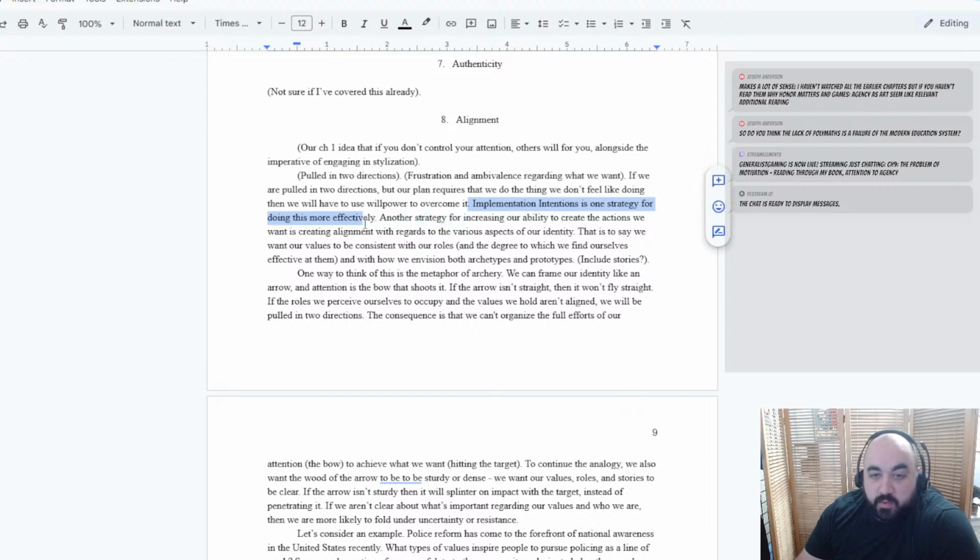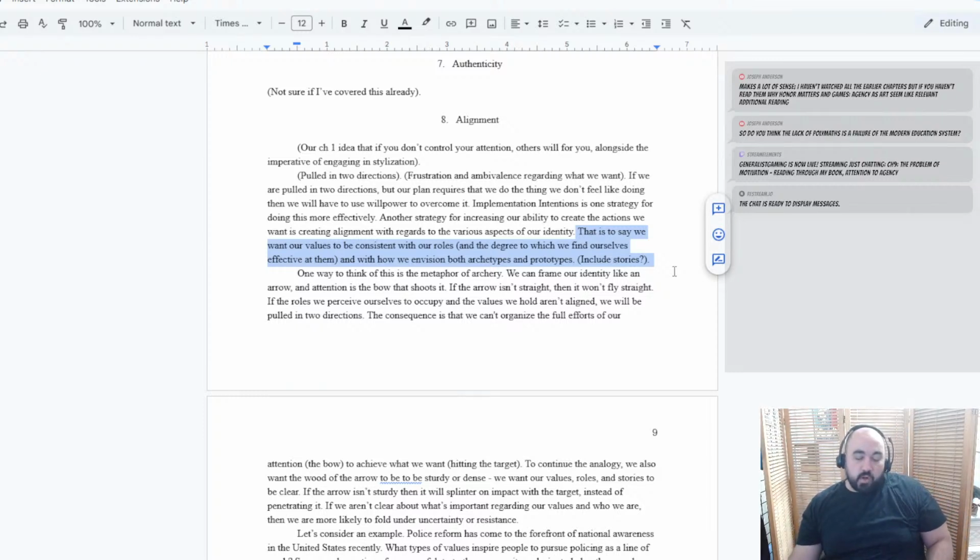Another strategy is our ability to create actions we want by creating alignment with regards to various aspects of our identity. For example, if you view yourself as a hairdresser, it is easier to motivate yourself to fix your hair before going out. That is to say, we want to make our values consistent with our roles and, to some degree, with how effective we find ourselves in them, and with how we envision ourselves, both archetypes and prototypes. I don't know if we want to talk about stories here, but the idea is the role of guard is a role, the role of hairdresser is a role, so is the role of student. And if you view yourself as a lifelong learner, then it gets easier for you to motivate yourself to read more, right?